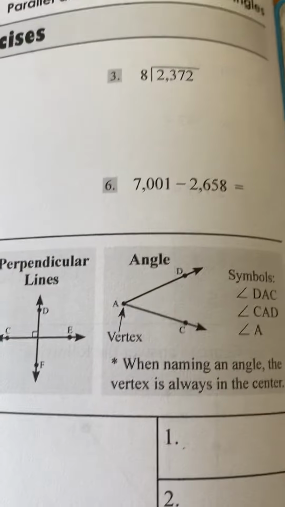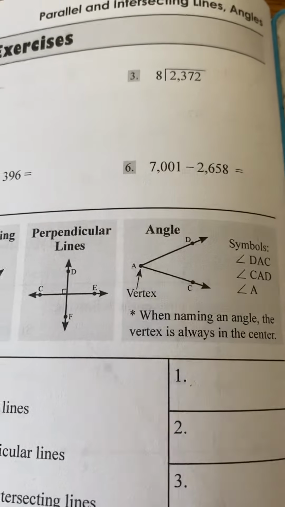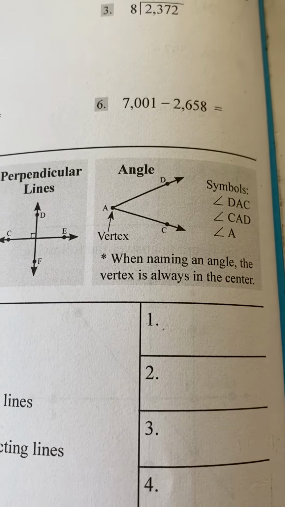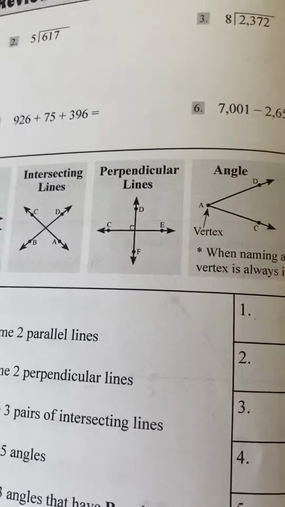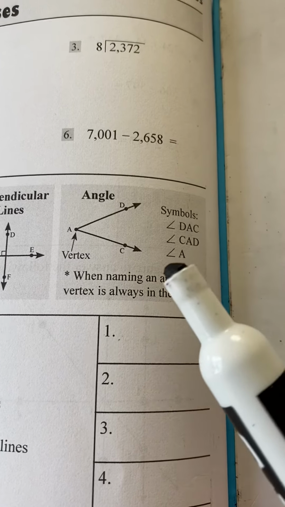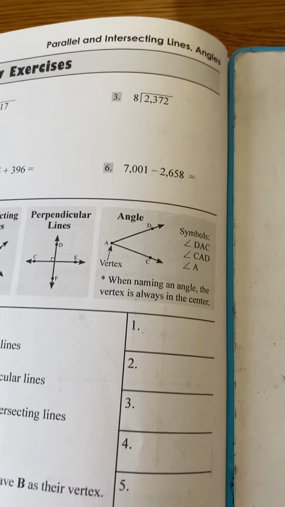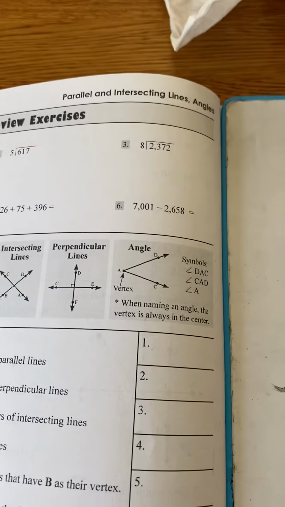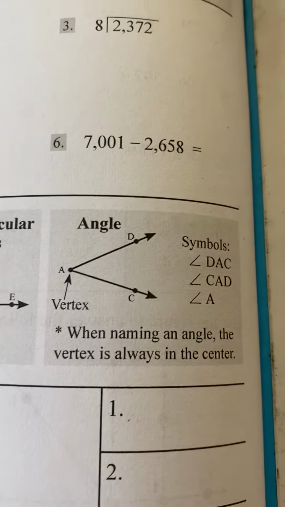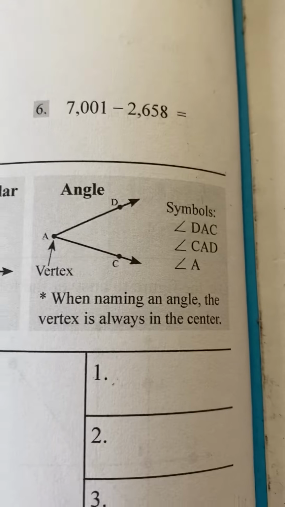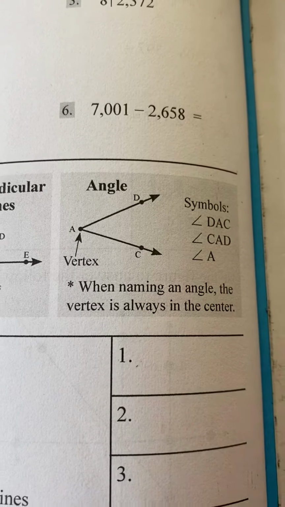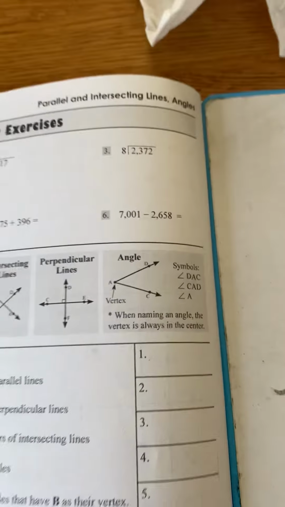So you're going to look for the vertex, which is this little point right here. When it talks about the vertex, it says when naming an angle, the vertex is always in the center. So if you look over here, how to write it is angle DAC, and the vertex is in the middle. So D, second letter is the vertex, AC. The next one they have is angle CAD. They just wrote it backwards, but again, A is in the middle. And then they're looking at angle A here. That means it's the vertex.